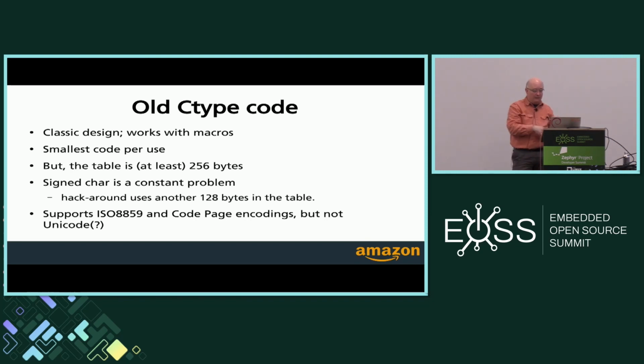The old C-type code supported all the 8859 code pages, all the 8859 encodings and all of the Microsoft code pages, but it didn't have any Unicode support. I don't know why. One of those mysteries. It has lots of tables, but it was missing the obvious tables for Unicode.